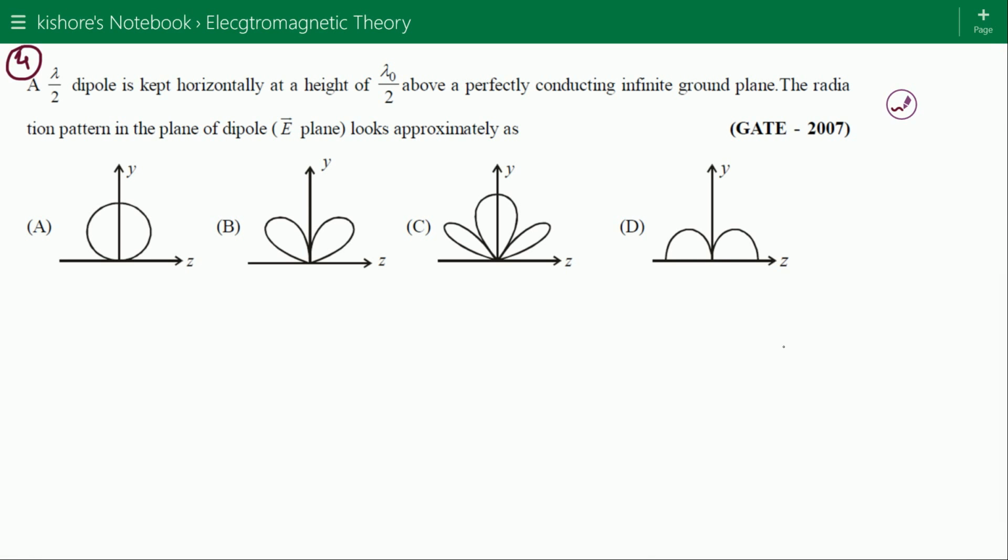Now the next question is, a lambda by 2 dipole is kept horizontally at a height of lambda naught by 2 above the perfectly conducting infinite ground plane. The radiation pattern in the plane of dipole E looks approximately as, and these are the options.